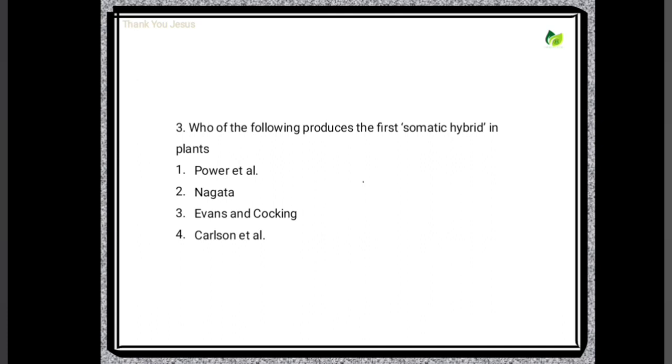Let's see the next question. Who of the following produced the first somatic hybrid in plants? Options are Power et al., Nagata, Evans and Cocking, Carlson et al. The correct answer is Carlson et al.